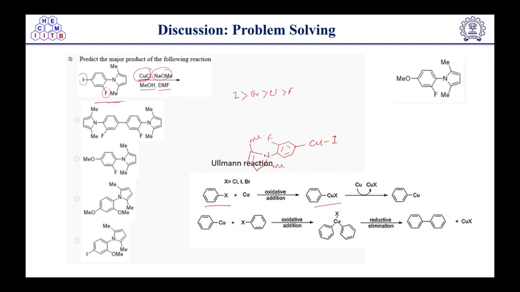Okay, so let's talk about the mechanism now. On copper, oxidative addition is taking place, and we already have copper chloride here. So copper here is in the +3 oxidation state in the intermediate. I'm talking about the intermediate. After this, we have a base, right? So the base will extract the proton. From where will it extract the proton?